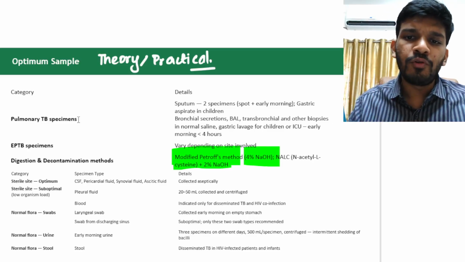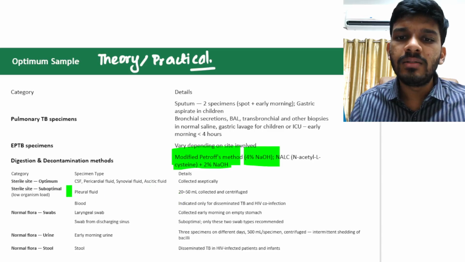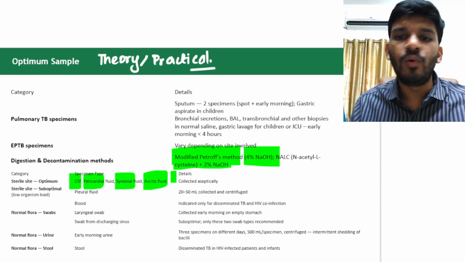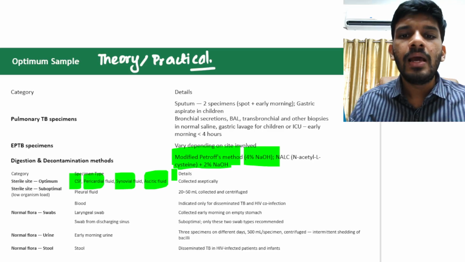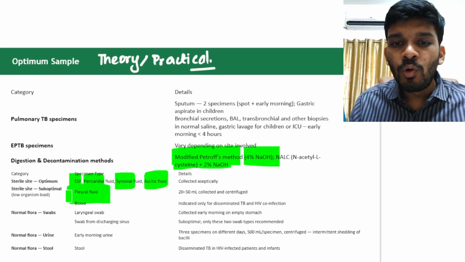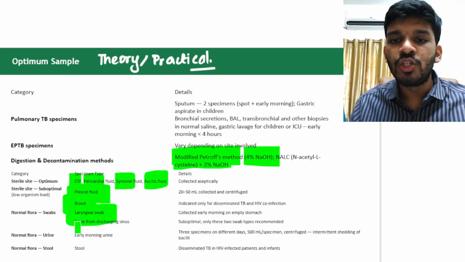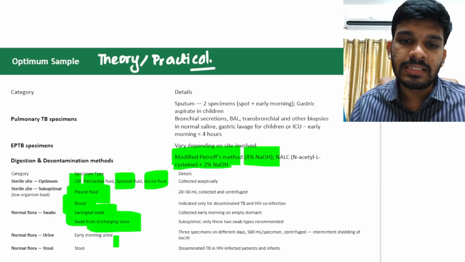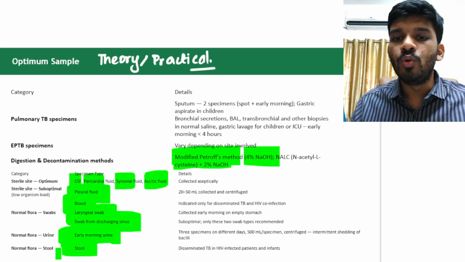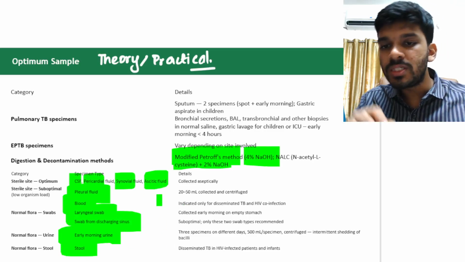Other things that you have to know: you can have a sterile sample, CSF, pericardial fluid, synovial fluid, ascitic fluid, where you can look for TB. Then you can have pleural fluid, blood, a laryngeal swab, a swab from a sinus, early morning urine or stool. All of these are samples that can be used.